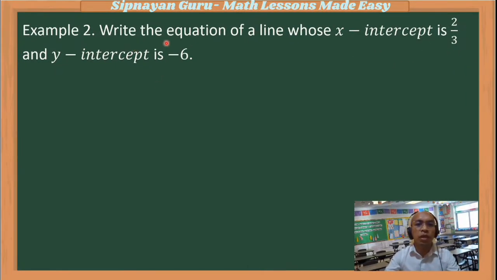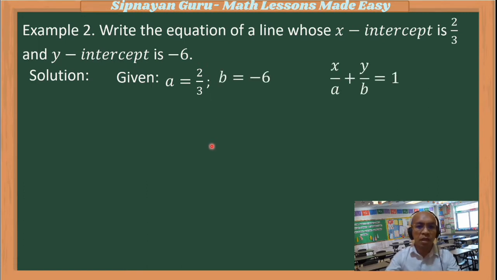Let's have example number 2. Write the equation of the line whose x-intercept is 2/3 and the y-intercept is negative 6. Our a, the x-intercept, is 2/3. The y-intercept is negative 6. Our formula, and substitute it: x over 2/3 plus y over negative 6 is equal to 1.